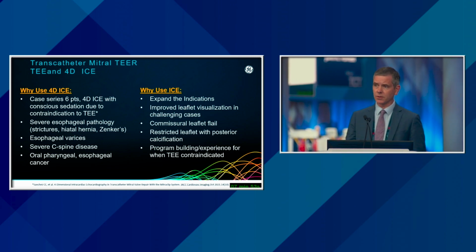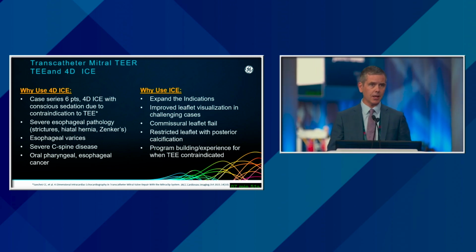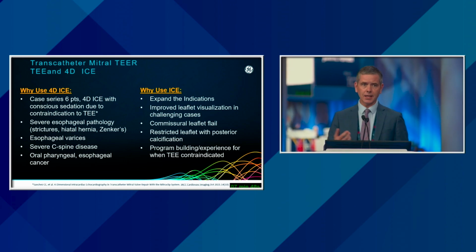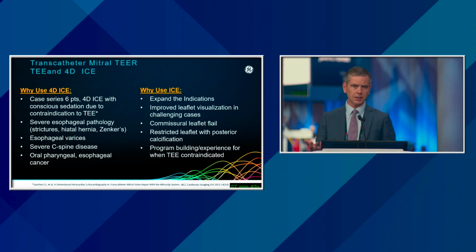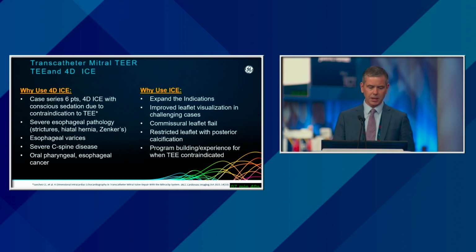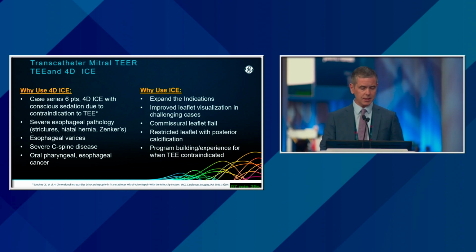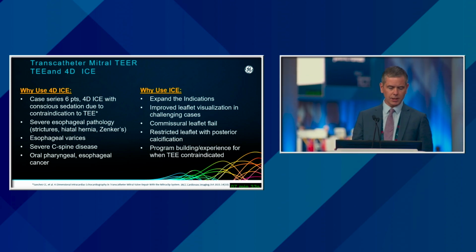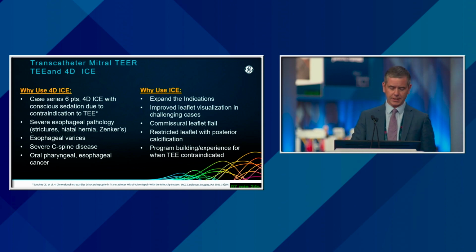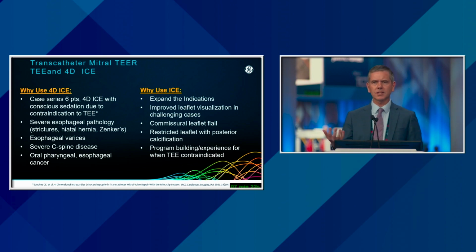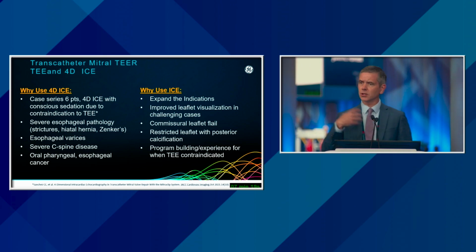So why use 4D ICE for a mitral TEER procedure? Well, some very smart and dedicated people in the field of imaging have done this before in the past. Carlos Sanchez, Gagan Singh, and Gilbert Tang actually published a case series of 4 patients who had contraindications to TEE, and they were either limited from strictures in their esophagus, a hiatal hernia, a Zenker's diverticulum, or severe C-spine disease that limited placing a TEE probe. Or if anybody has oropharyngeal cancer, you may want to stay away from TEE as well.